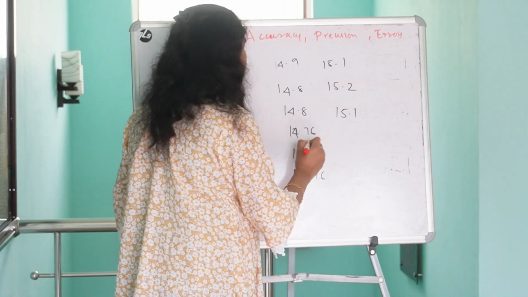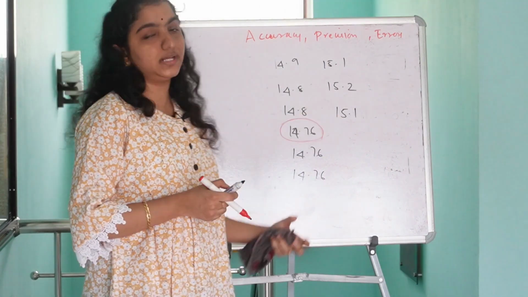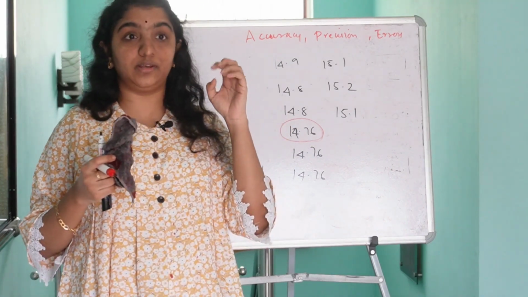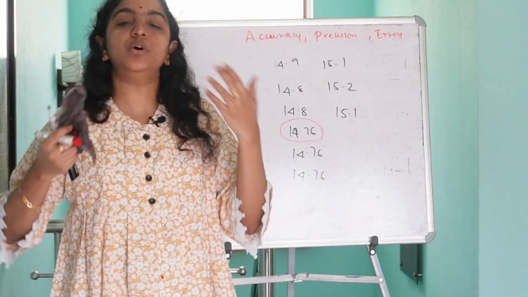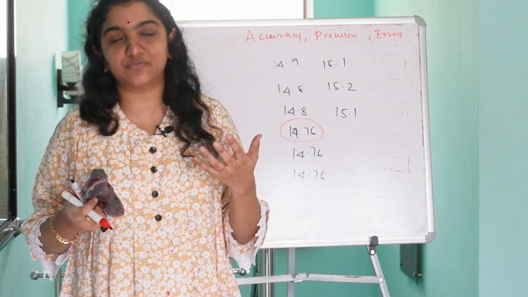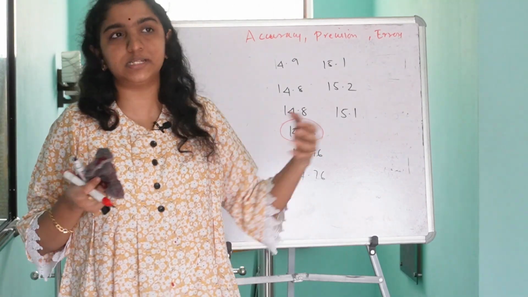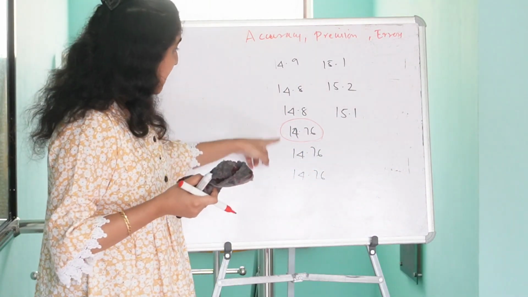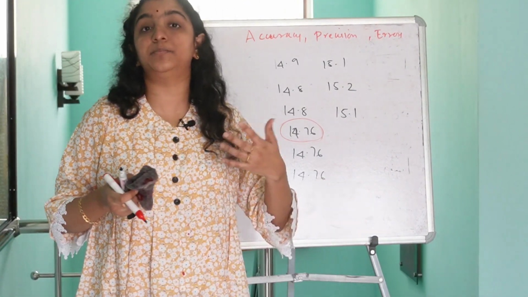I am saying 14.76 is the most precise value among these measurements. And how come? When we are considering the precision of an instrument, the value having more number of decimal places is the most precise value. But while considering the precision of measurements, the most repeated value is said to be the most precise value. So in this case 14.76 is the most repeated value and this value is the most precise value.